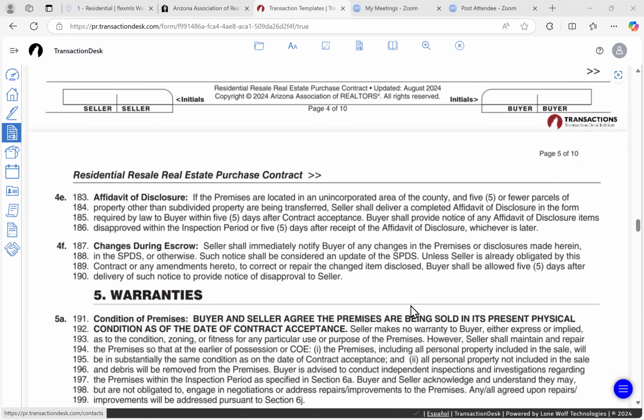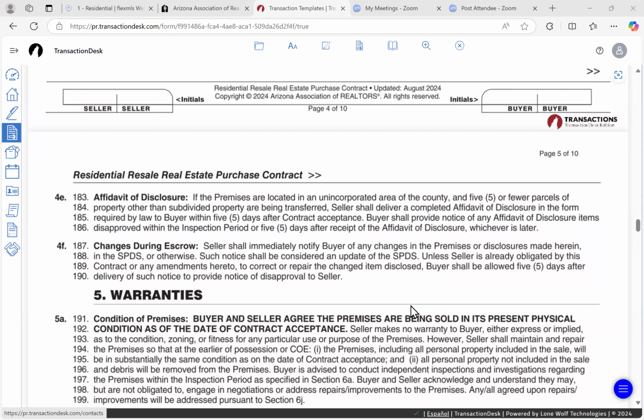Affidavit of disclosure. If the premises are located in an unincorporated area of the county and 5 or fewer parcels of property other than subdivided property are being transferred, seller shall deliver a completed affidavit of disclosure in the form required by law to buyer within 5 days after contract acceptance. Buyer shall provide notice of any affidavit of disclosure items disapproved within the inspection period or 5 days after receipt of the affidavit of disclosure, whichever is later.